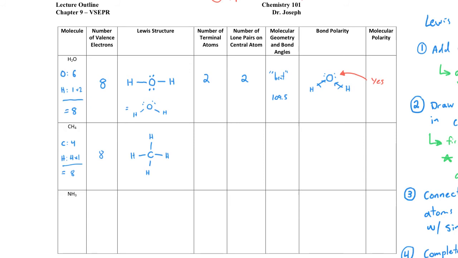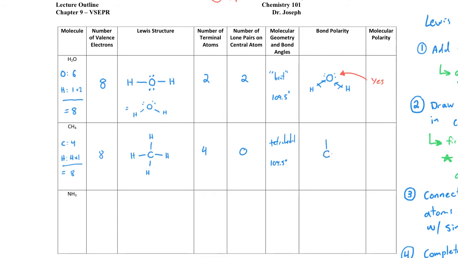Okay, so we see that we have 4 terminal atoms and no lone pairs on this central atom. And if you look up 4, 0 in the table we completed, you'll see this is called the tetrahedral geometry, giving a set of bond angles that are 109.5 degrees.